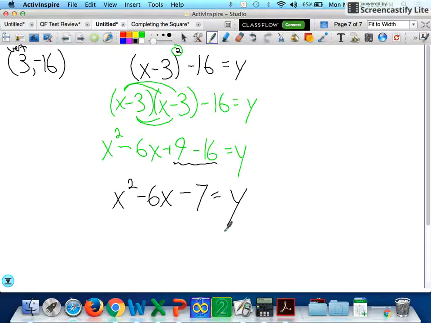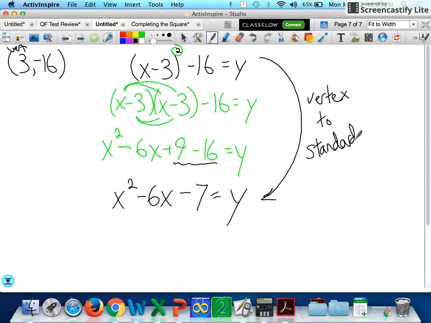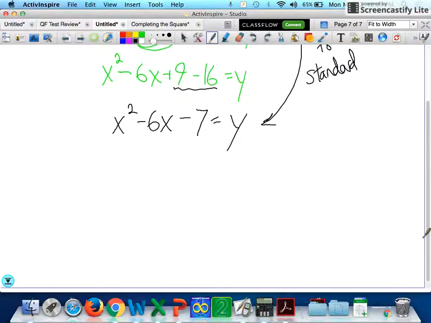And it took me all these steps to go from vertex to standard. And that's not even what they wanted. That was an earlier problem. Okay? Vertex to standard. We want to now make the jump from standard to factor, okay? And that's the jump we learned last unit. We have to run this through our box method.